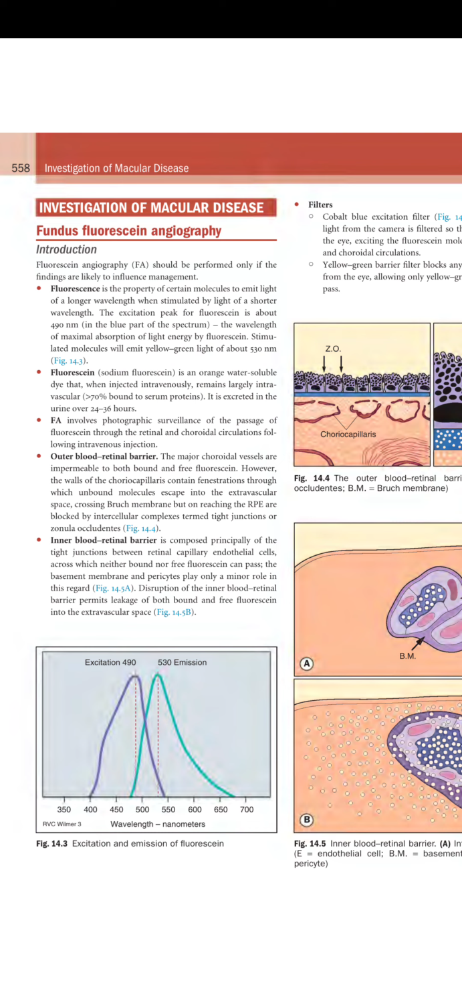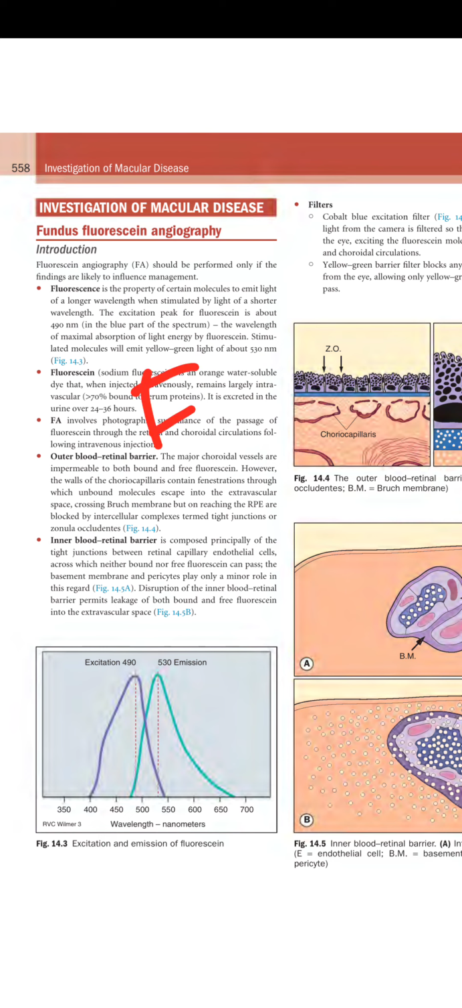Fluorescence is the property of certain molecules to emit light of a longer wavelength when stimulated by light of a shorter wavelength. The excitation peak for fluorescein is about 490 nanometers, in the blue part of the spectrum, the wavelength of maximum absorption of light energy. The stimulated molecule will emit yellow-green light of about 530 nanometers.